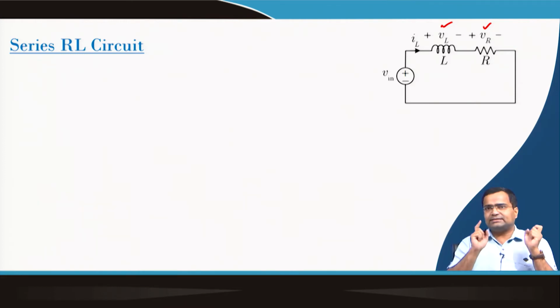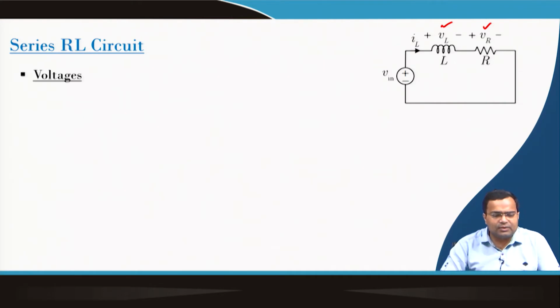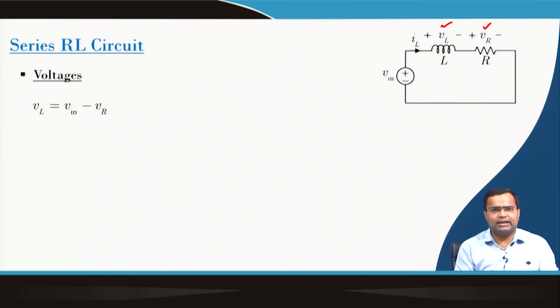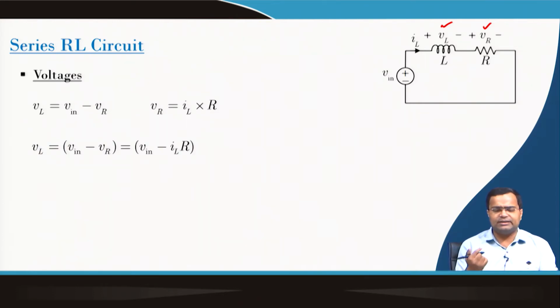And because of the series circuit here, the current IL is common for both the inductive element as well as the resistive element. So, we can write the equation of the voltages: VL, which is the inductive voltage, is V in minus VR, where VR is nothing but the drop across the resistance, and we can now write VL as V in minus IL R.